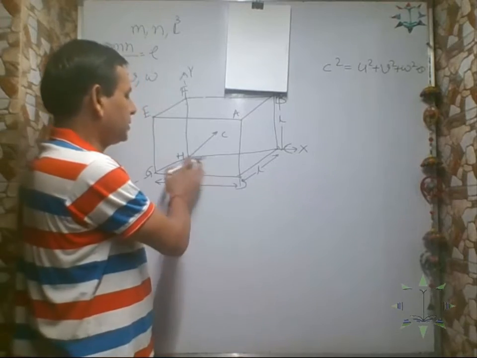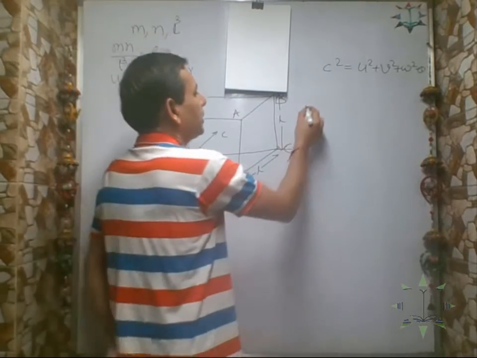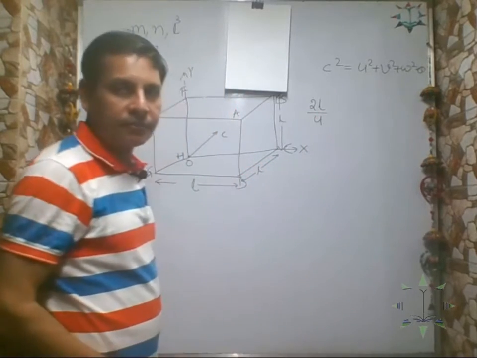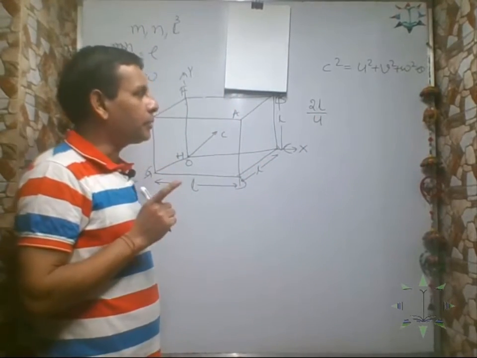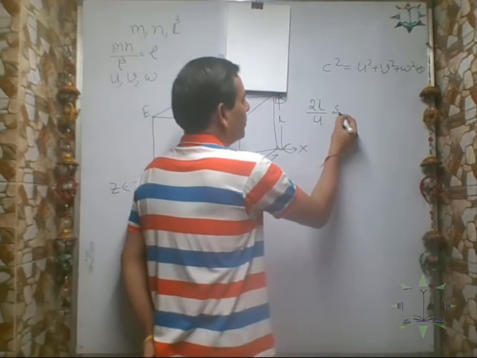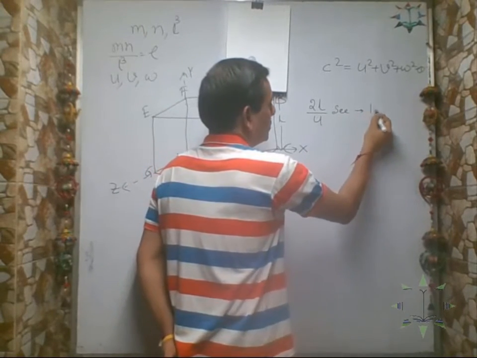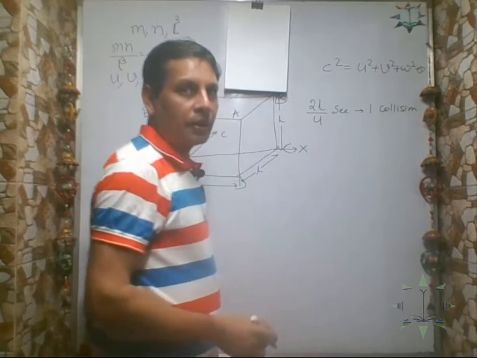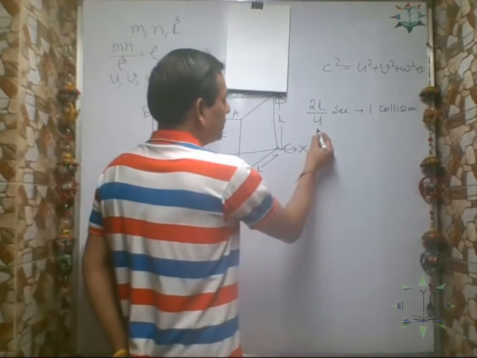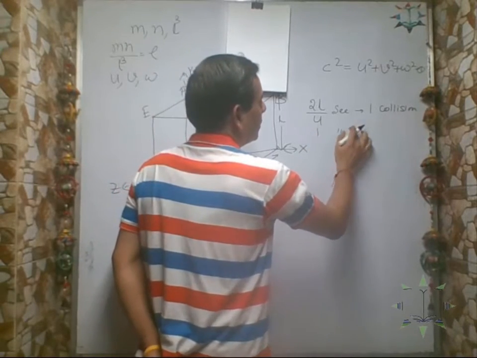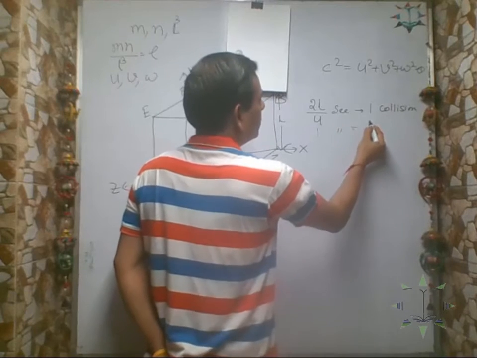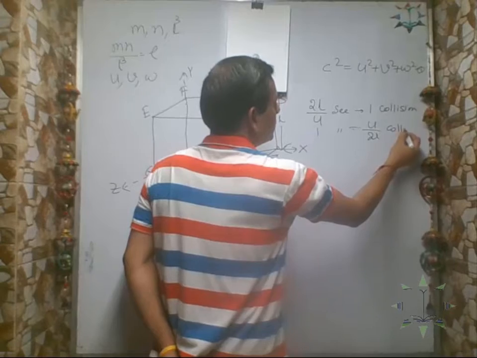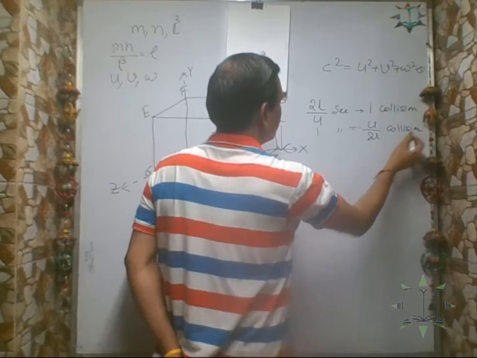If u is the velocity along the x-axis, what will be the time taken? 2L by u. Distance by velocity is the time taken. So in 2L by u seconds, this molecule will make one collision. Correct? So in 1 second, how many collisions will happen? It is 1 by (2L by u), that is u by 2L collisions. Correct? These many collisions will happen in 1 second.